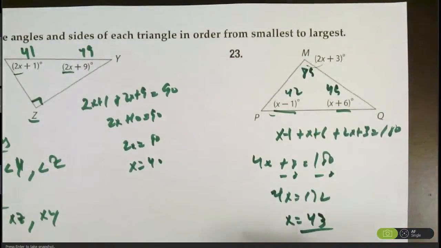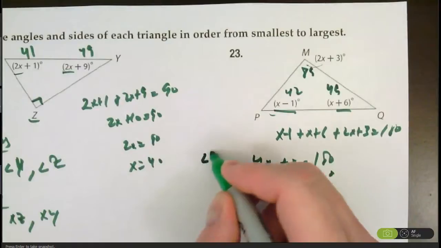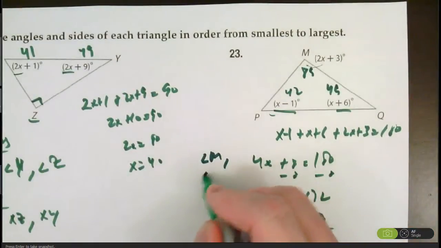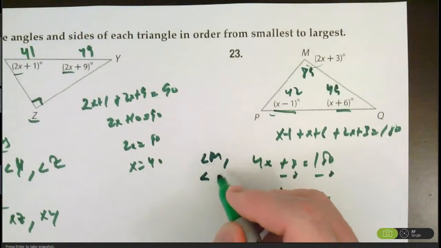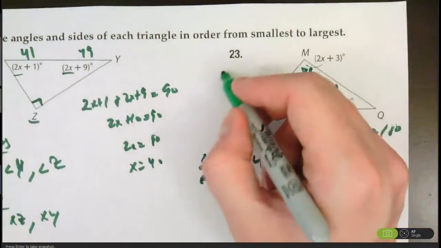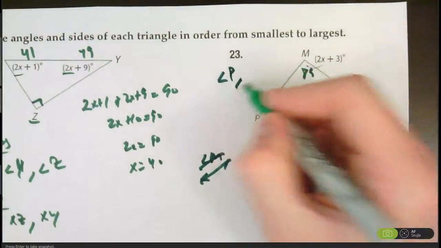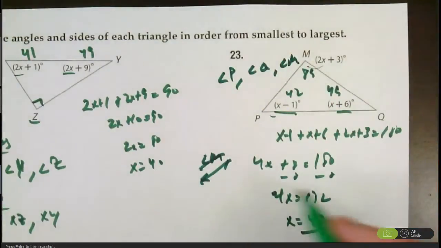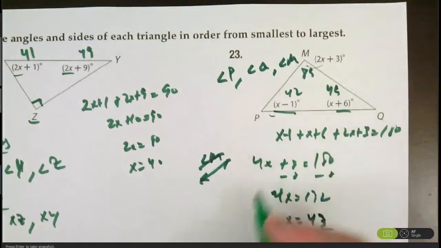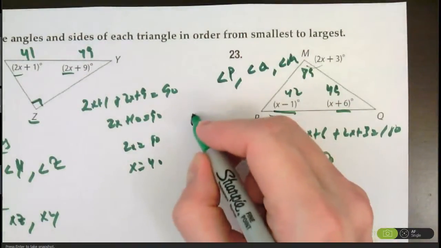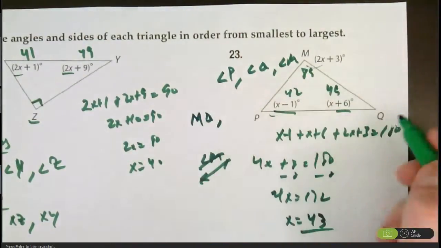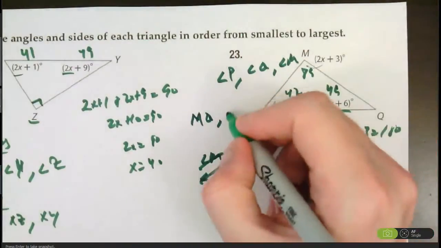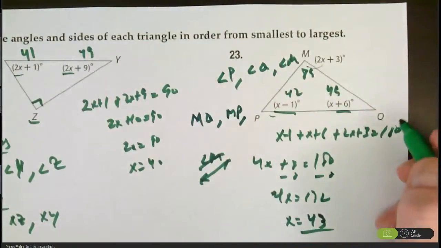So yeah, angle-wise, angle M is the smallest. Then it's angle, strike that. Angle M is the biggest. So angle P is the smallest, then it's angle Q, then angle M. Meaning for the sides, the smallest side must be MQ, then it's going to be MP, then it's going to be PQ.